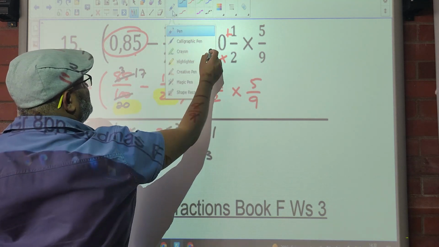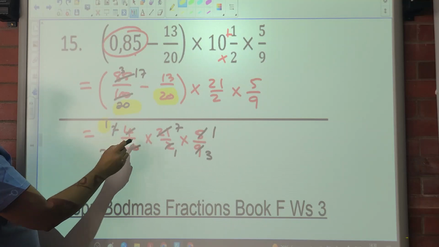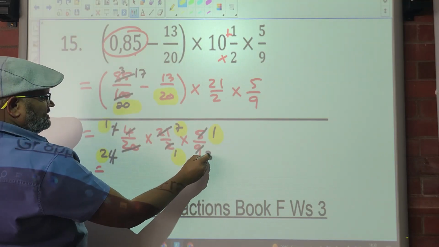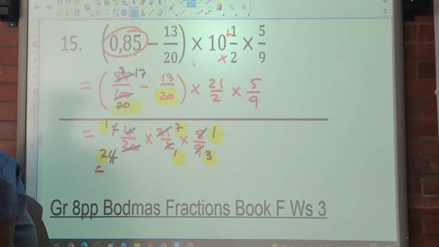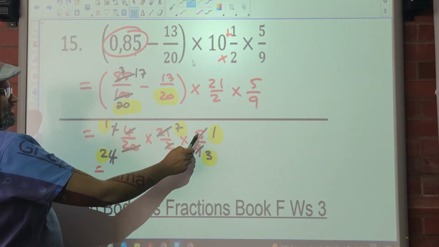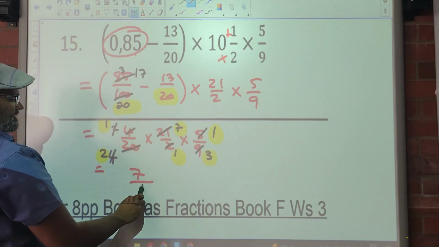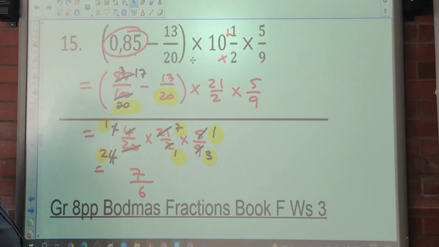So what are we left with? We're left with 1, 7, 1 on top and 2, 1, 3 below. So what's 1 multiplied by 7 multiplied by 1? 7. 2 multiplied by 1 multiplied by 3? 6. The answer is 7 over 6. Is there any confusion there?